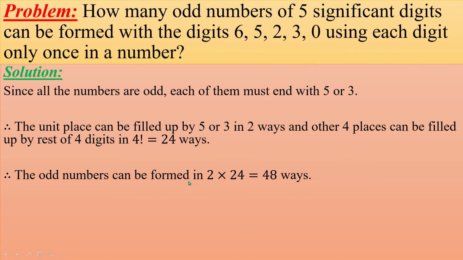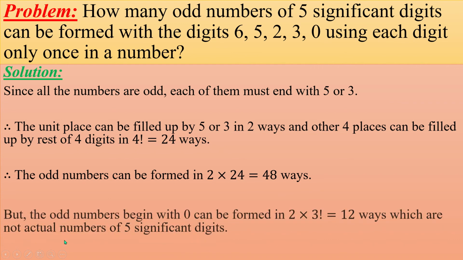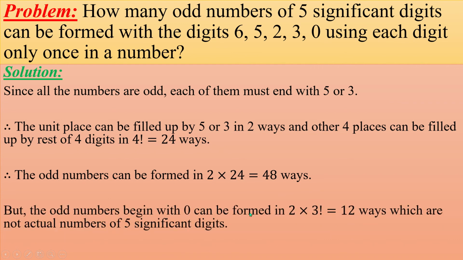The odd numbers can be formed in 2 into 24. This is equal to 48 ways. But the odd numbers beginning with 0 can be formed in 2 into 3 factorial. This is equal to 12 ways, which are not actual numbers of 5 significant digits. Therefore, the required number is 48 minus 12, this is equal to 36 ways. This is the required answer. Clear, everyone?